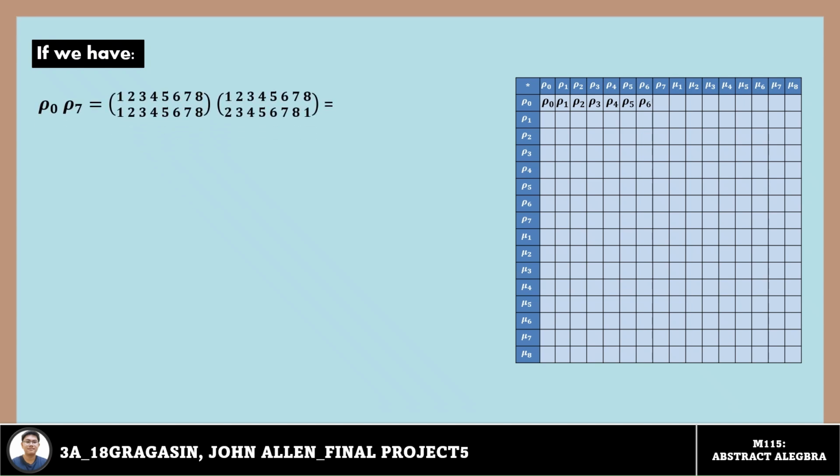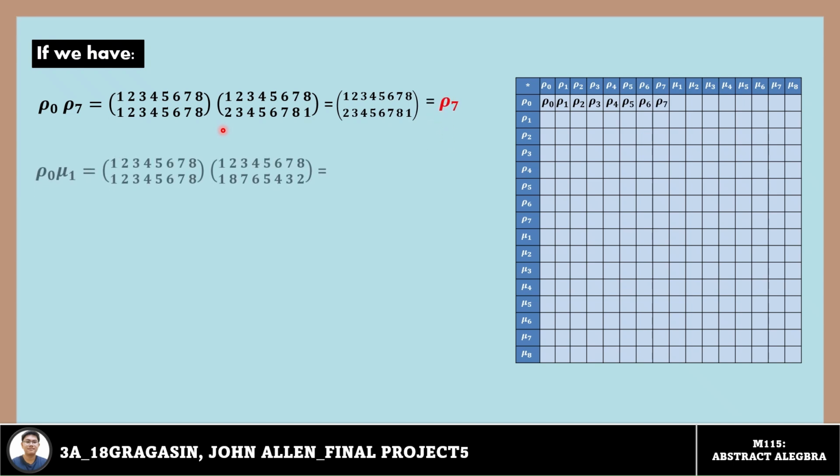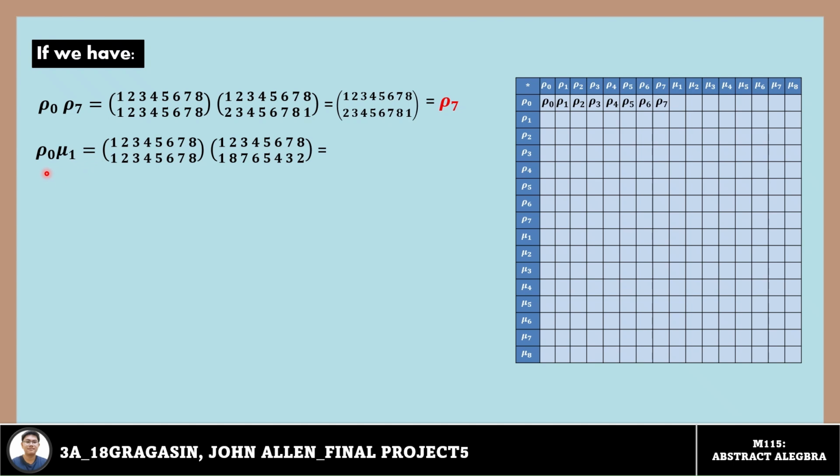Next, if we have rho sub 0 multiplied by mu sub 7, we have this. As you can see, the elements in our answer are just the same as the elements in mu sub 7. Therefore, our answer here is mu sub 7. And then for rho sub 0 multiplied by mu sub 1, we have this answer. As you can see, the elements in our answer are just the same as the elements in mu sub 1. Therefore, our answer here is mu sub 1.